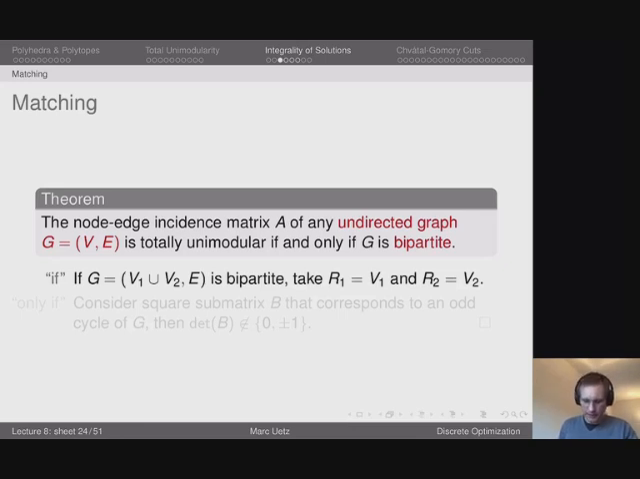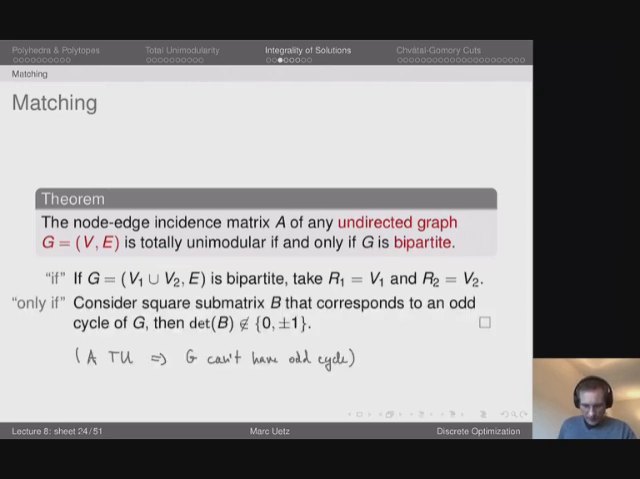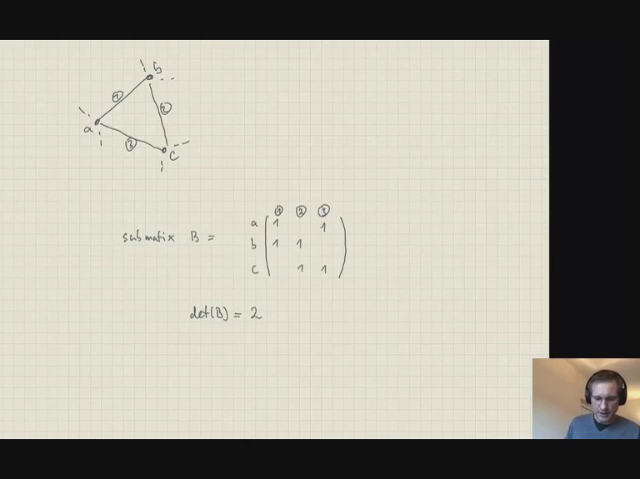But I claimed an if and only if, so I also should show that if the node edge incidence matrix of an undirected graph is totally unimodular, then the graph must be bipartite. And how do we see that? Well, if the graph contained an odd length cycle, then it would have a submatrix B which has a determinant which is not equal to 0 or plus or minus 1. Hence, the matrix cannot be totally unimodular. Okay, so let's look at this argument, for example, at a cycle of length 3, but the same is true for cycles of length longer than 3 as well.